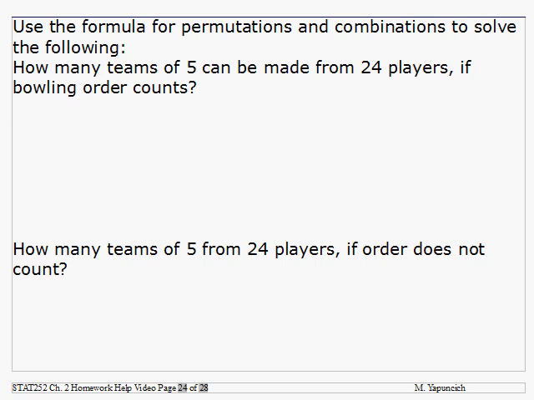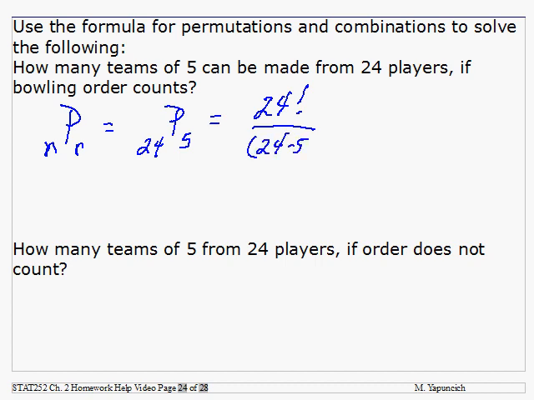Okay, so here was the formula for permutations. This is n, you put the total number here, and how you're taking them goes here. So it's 24, and you're taking them 5 at a time. The formula is 24 factorial in the numerator, and the denominator is 24 minus 5 factorial. So it's 24 factorial divided by 19 factorial.